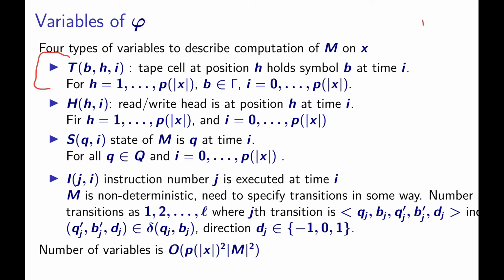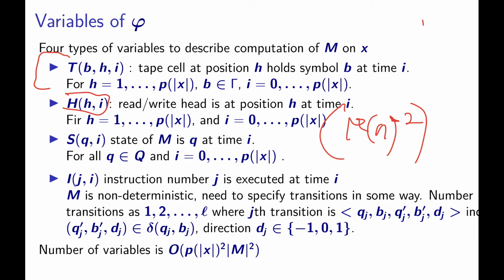Okay, H_{H,I} would mean the head on the tape is at location h at time I. Again, a 0-1 variable, where it can be one only in one place at any point in time. Of course, we will need to enforce this constraint somehow. Currently, it's just a bunch of variables. Again, this number of variables is large. Again, it's quadratic. It's p of n squared. This is the number of variables, right? It's large.